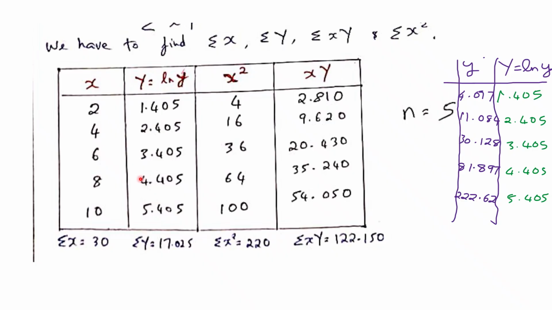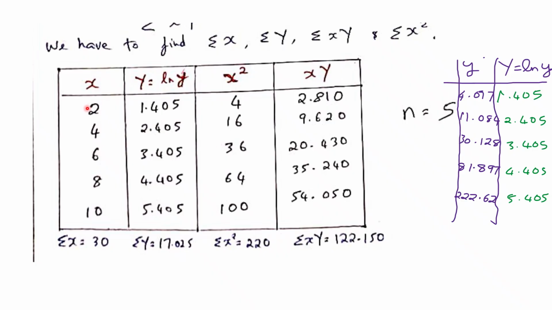In your table you can also do like that. After x you make small y, then you make this capital Y is equal to log y. That also you can do. Since I have not written here, I just showed it at the side. Okay, so add all this: 2 plus 4 plus 6 plus 8 plus 10, you get 30, that is sigma x. Add all these values 1.405, 2.405, like this, you will get sigma capital Y, that is 17.025.